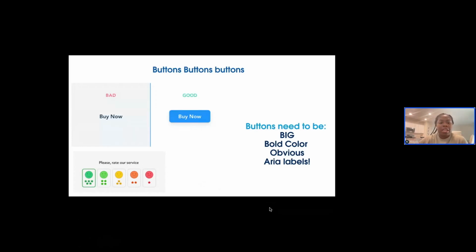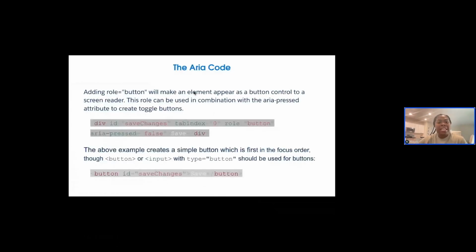So let's talk about those ARIA labels. Adding role button makes the element appear as a button control to the screen reader. This role can be used in combination with ARIA pressed attributes to create toggle buttons. If it says pressed false, this lets the screen reader users know, hey, this hasn't been pressed yet. Select one. Which one you want to go with? Having things like an ID in your button also really helps for better descriptions in our buttons. We want to make it as easy as possible, guys.